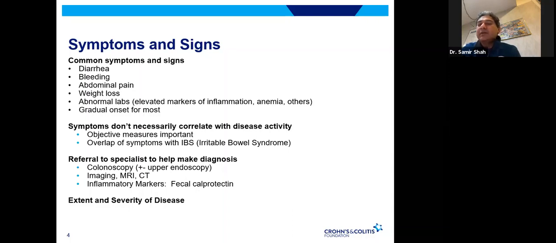An important concept to think about when we're making the diagnosis is how extensive is the disease. In other words, how much of the intestine is involved, and then how inflamed is it? Is it mild, moderate, or severe? Next slide.